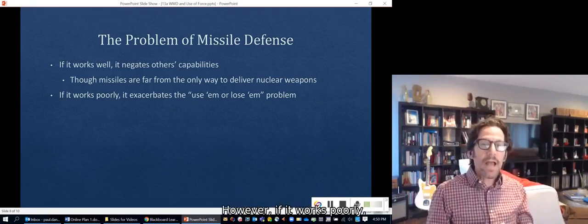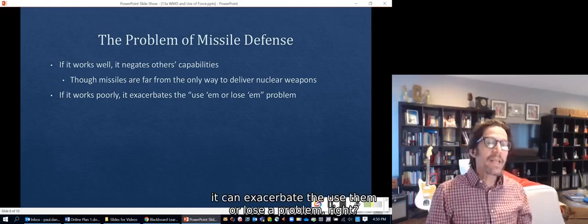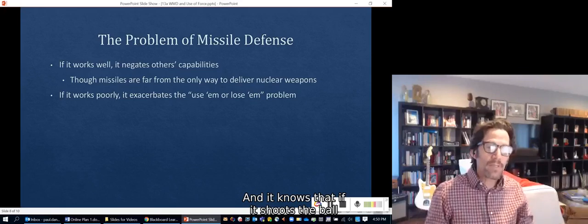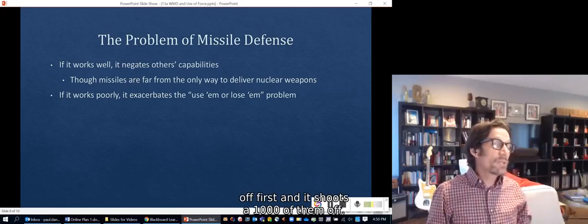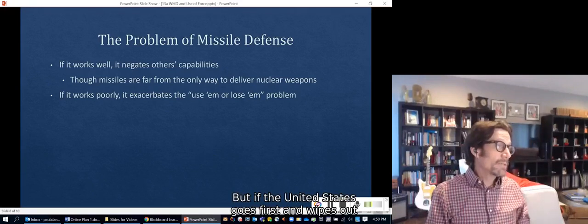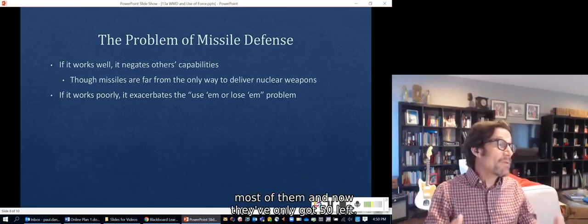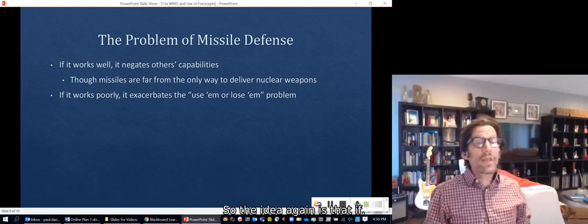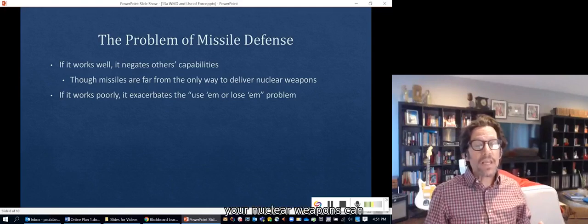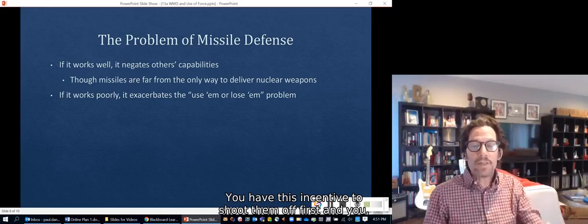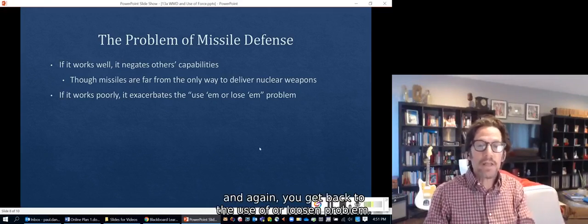However, if it works poorly, it can exacerbate the use them or lose them problem, right? Because now, say a country's got 100 or 1,000 nuclear weapons, and it knows that if it shoots them all off first, and it shoots 1,000 of them off, maybe 50 of them are going to get through. But if the United States goes first and wipes out most of them, and now they've only got 50 left, well, then maybe only one or two of them gets through. So the idea, again, is that if you don't think your nuclear weapons can sustain an attack from the other side, you have this incentive to shoot them off first. And again, you get back to the use them or lose them problem.